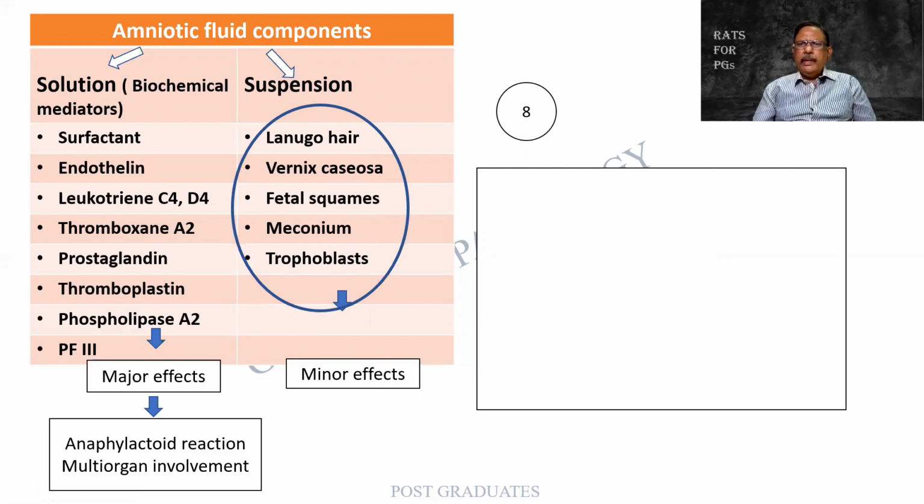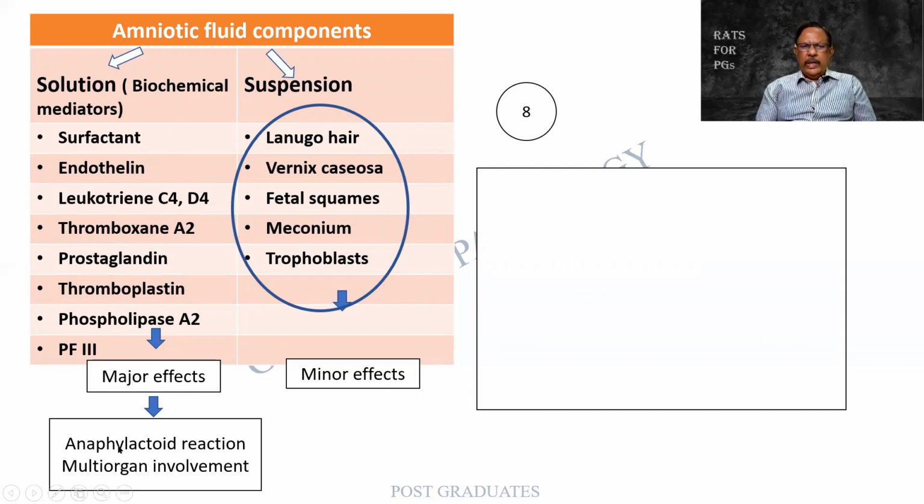is not seemingly so. There are other mediators such as surfactant, endothelin, leukotriene, thromboxane, prostaglandin, thromboplastin, phospholipase A2, and PF3. So I would like you people to kindly go to the mediators and please recollect what they are. They cause the major effects that are associated along with it.